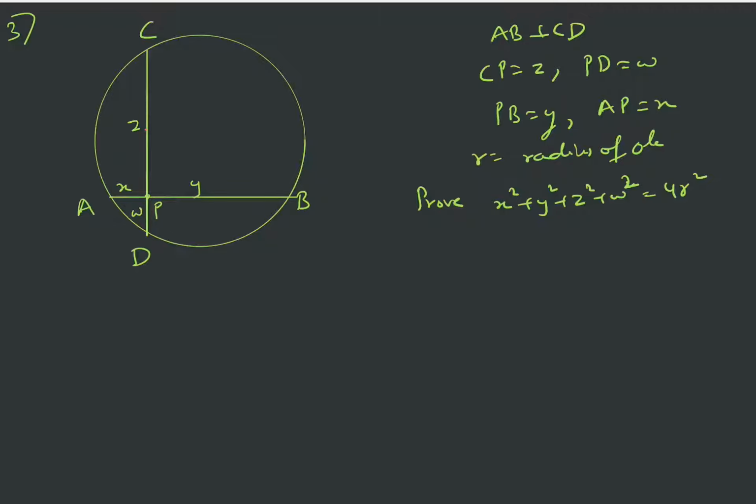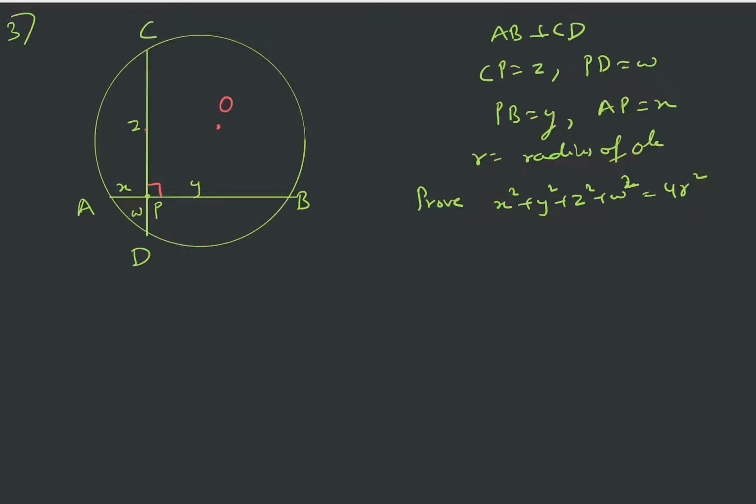This is a problem from one of your assignments. Only 1 or 2 students have solved it. So give this problem a try. Yes, let us discuss. There are two chords AB and CD of a circle which are perpendicular. So this is 90 degrees, and you are given the lengths of AP as X, PB as Y, PD as W, and PC as Z. You need to find the radius of the circle in terms of X, Y, Z, W, or you need to prove that X square plus Y square plus Z square plus W square is 4R square.